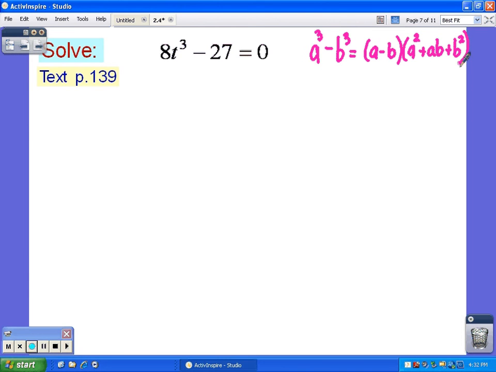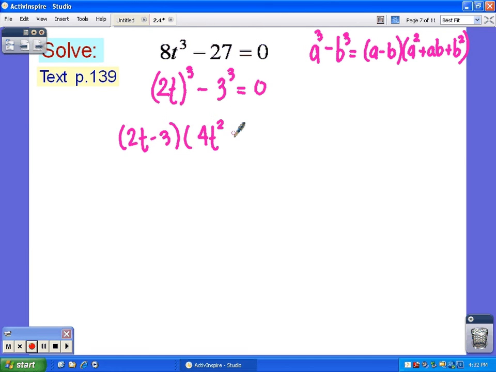Now, remember, they have to be cubed, so I've got to rewrite the 8 as 2 cubed. And I have to rewrite the 27 as 3 cubed, and we'll use the 2t as our a, the 3 as our b, and plug in. So we would get 2t minus 3 times 4t squared plus 6t plus 9 is equal to 0.